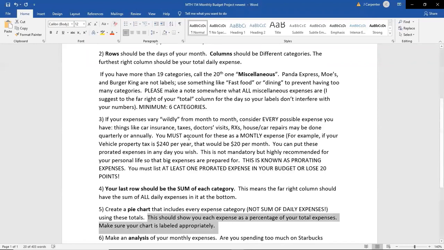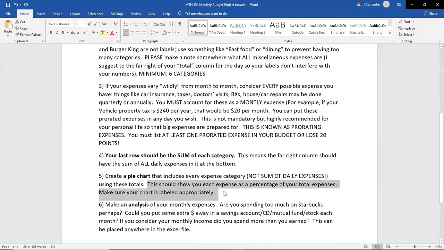So this is the bulk of your work. You have to have your specific days of the month, or months if we split the month, labeled. You've got to have at least 6 categories. You need a column for your totals for each day. You need a row for the total of each category. You need a pie chart based on that total for each category, labeled appropriately.